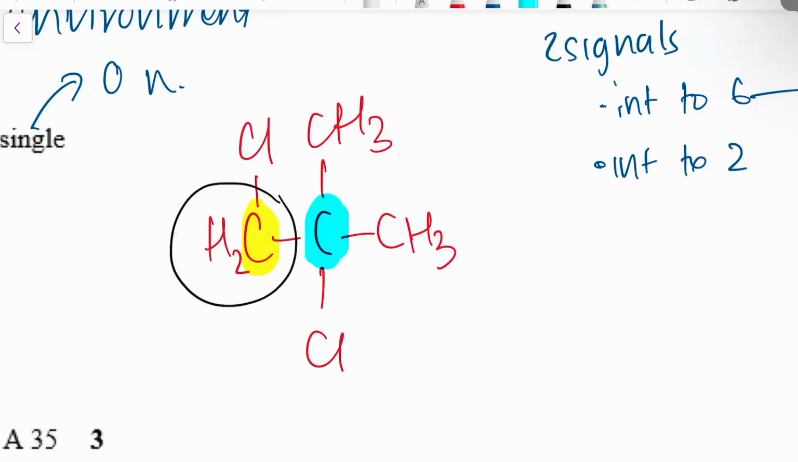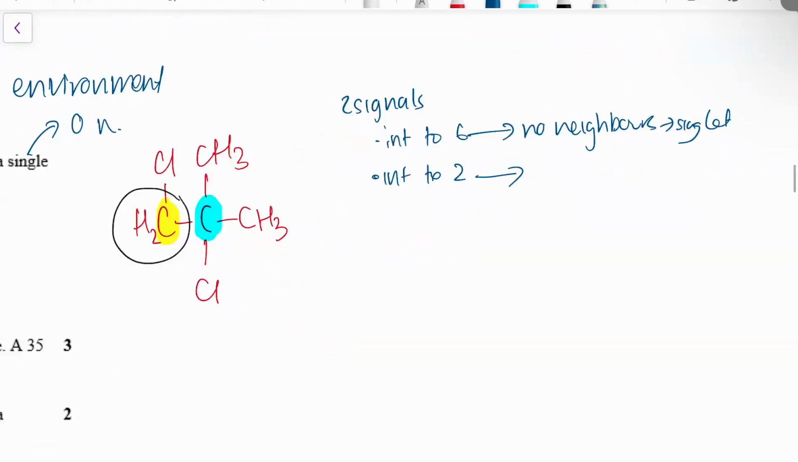But that happens to be the same carbon as before, which we identified doesn't have any hydrogens on it. So even though there's multiple hydrogens and multiple signals, they aren't next to each other. The CH2 and the CH3 aren't next to each other, so they're not neighbors. No neighbors. That's also a singlet.